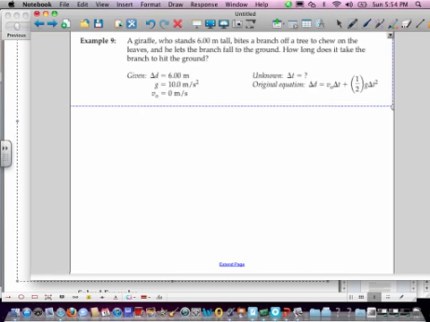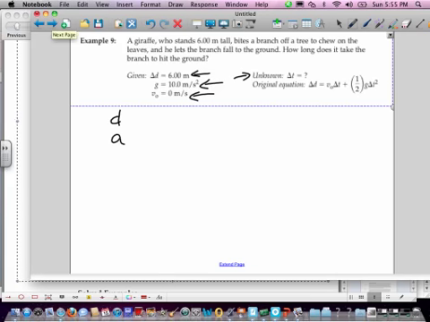All right, one more. A giraffe who stands 6 meters tall bites a branch off a tree to chew on the leaves, and he lets the branch fall to the ground. How long does it take the branch to hit the ground? So what we're trying to figure out is the time. We know that he's 6 meters up. We've got 10, and once again, it didn't start with anything, so initial velocity is 0. We're trying to find time. So we need a formula that involves distance, acceleration, and time, and we've got it. That is distance equals 1/2 at squared.